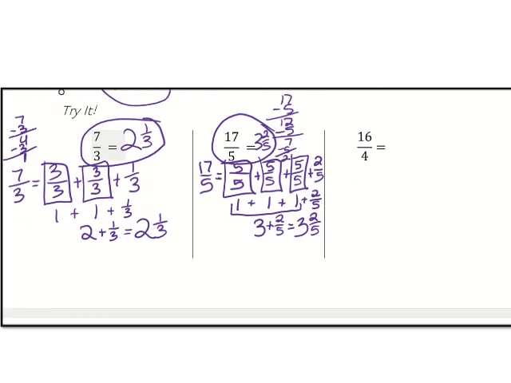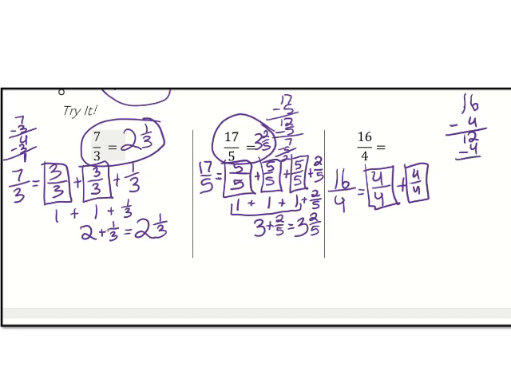Let's try the last one. 16/4. I'm going to write my 16/4. Since I'm working with fourths, I know I need to take away groups of 4/4. 16 minus 4 is 12, so I could keep going. Plus 4/4. Ooh, I've got 8 left.